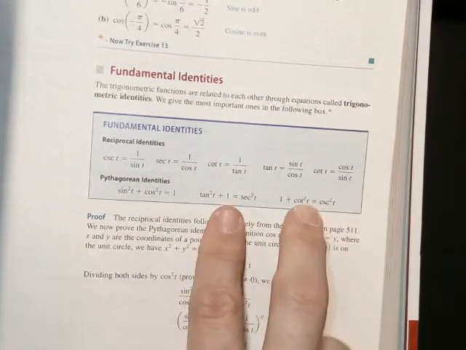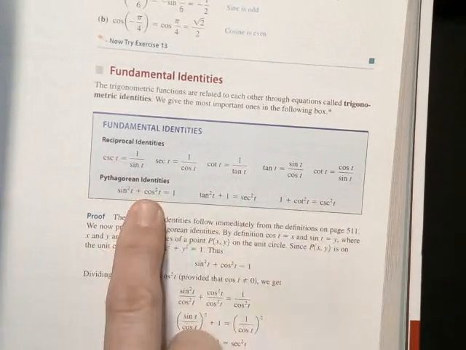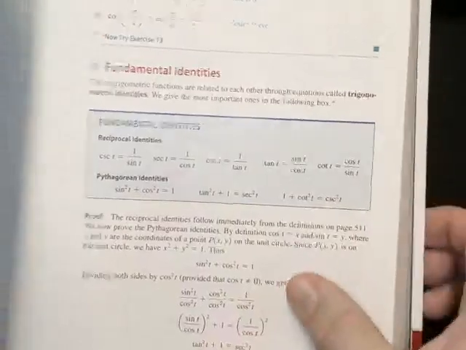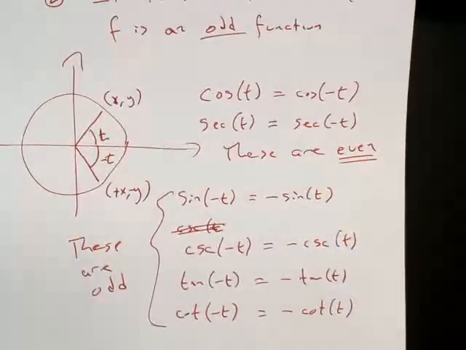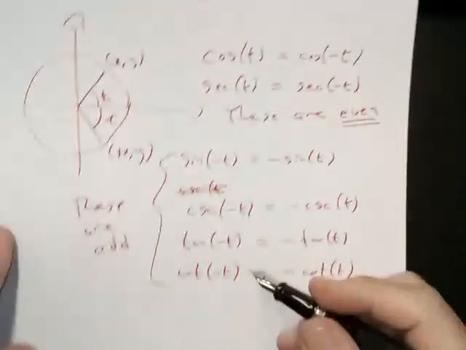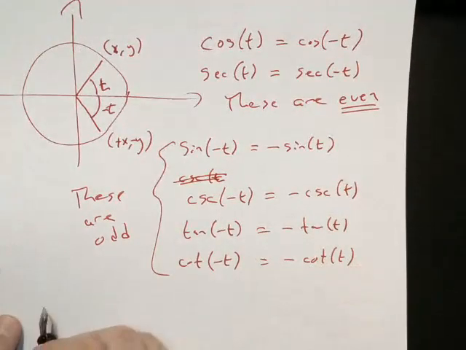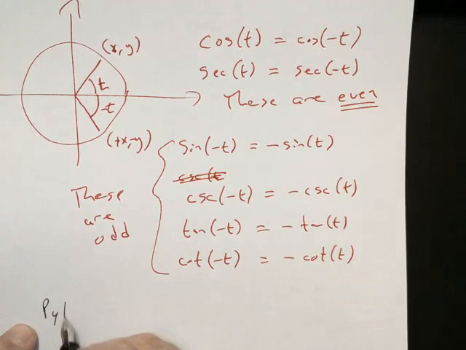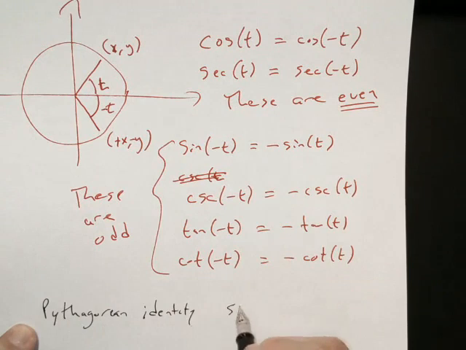So what about these? Well, these actually come from this one. But because that's my circle, and it's also related to the hypotenuse of my triangle, we call it the Pythagorean identity. That should be a T.